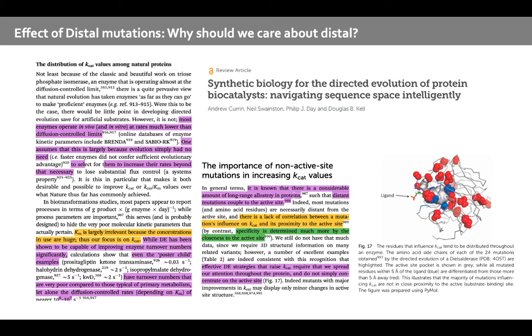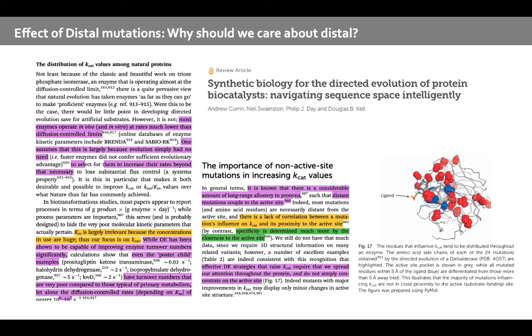And this is in contrast to specificity. If you want to increase specificity, then this is much more related to active site mutations. So there's a relationship between specificity and closeness to the active site. And so effective directed evolution strategies that have raised KCAT have included mutations not only in the active site, but also far away from the active site.